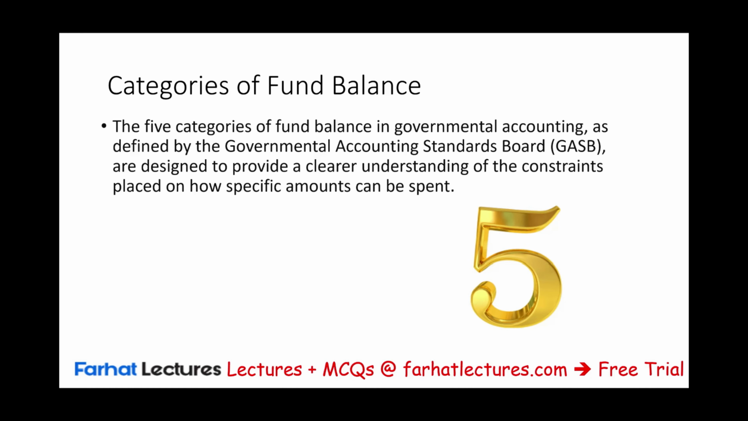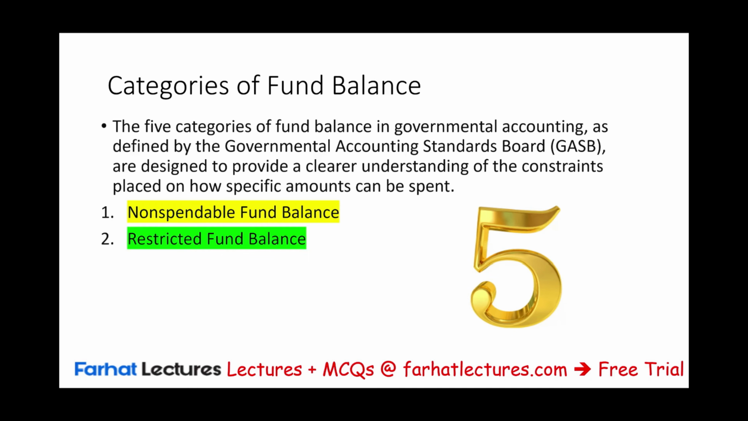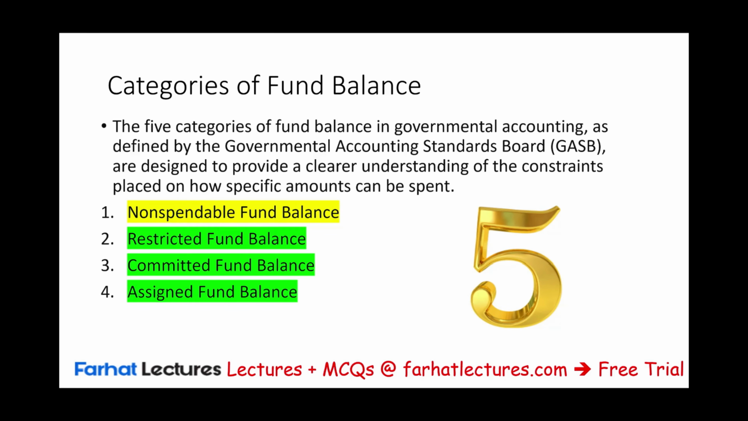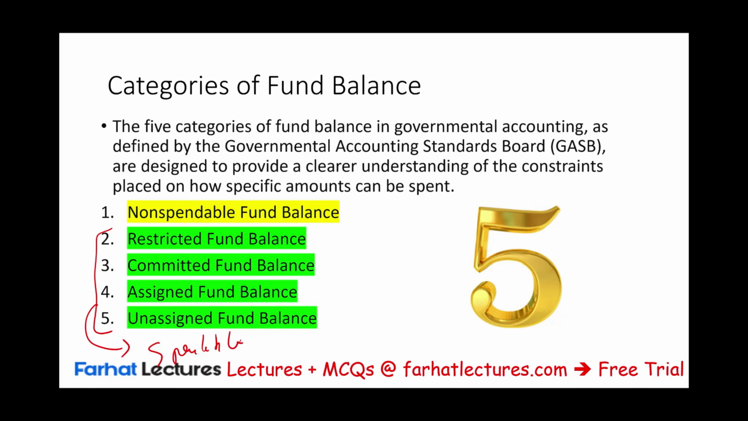GASB defined 5 categories to help us understand the restrictions on these specific amounts. The first one is non-spendable fund balance, then restricted fund balance, committed fund balance, assigned fund balance, and unassigned fund balance. Now, why do I have non-spendable highlighted in yellow, and the other ones in a different color? Another way to look at them: the 2 to 5, those are spendable. You can spend them. The non-spendable are non-spendable. So you can break these categories into one non-spendable category and 4 spendable.